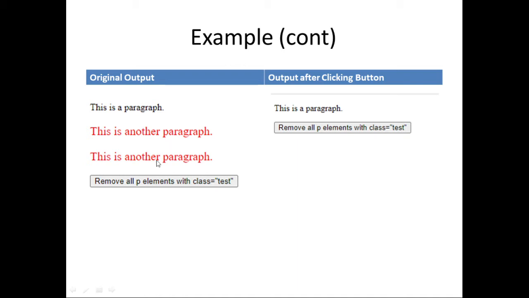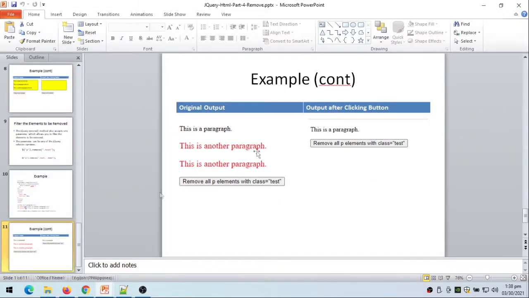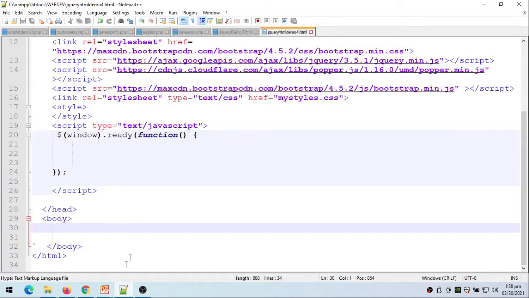So once we click on this button, the output will be the two paragraphs colored red were already removed, and this is the only paragraph that is left. So that's the code, and let's try to create a simple demo, live demo. So let's try here.